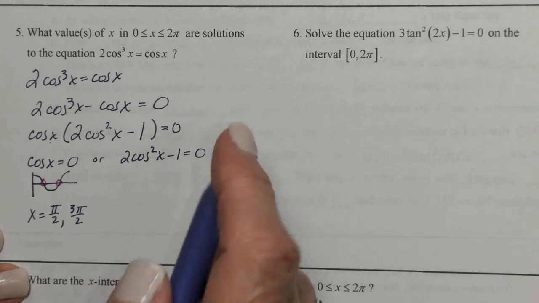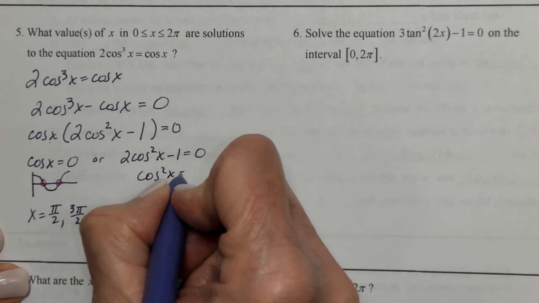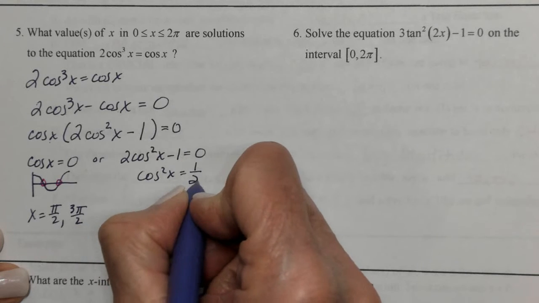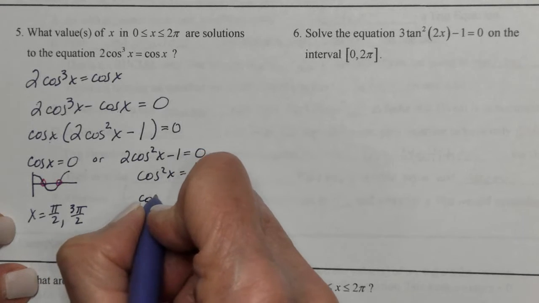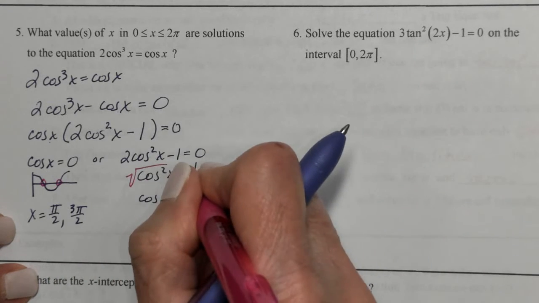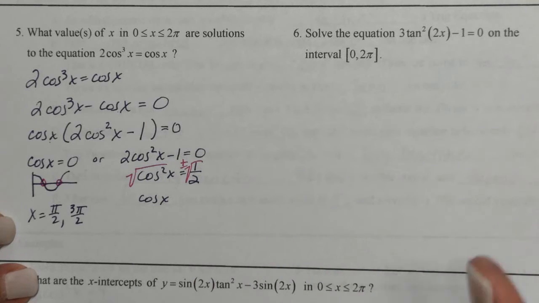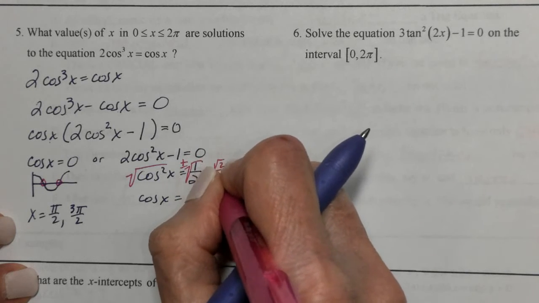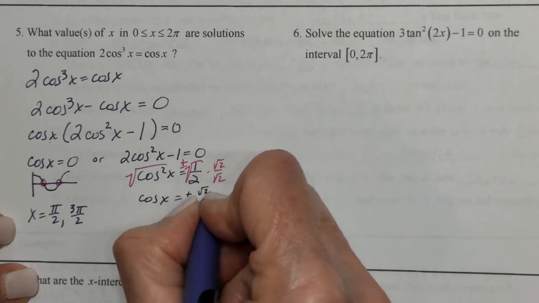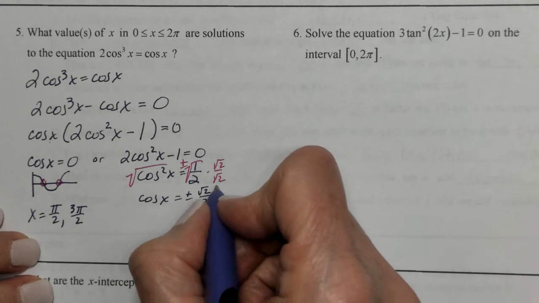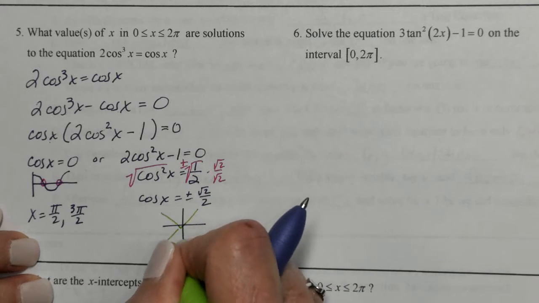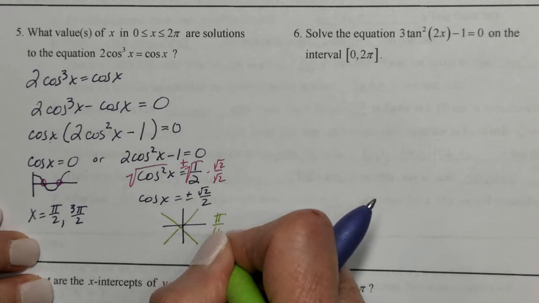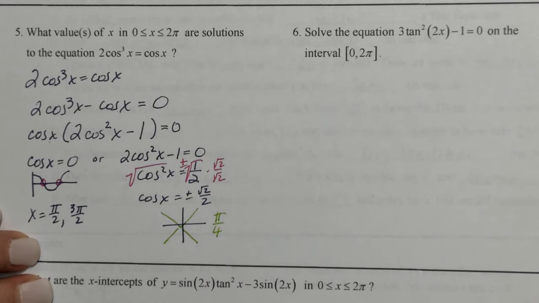Over here, I have cosine squared x is positive 1 divided by 2. Move your 1 over, divide by 2. And then cosine x, if we square root both sides, don't forget your plus or minus. This will be plus and minus. I'm going to go ahead and rationalize. Plus or minus square root 2 over 2. Okay? All 4 quadrants, because we do have positive and negative. And the reference angle is pi over 4, because pi over 4 makes cosine square root of 2 over 2.